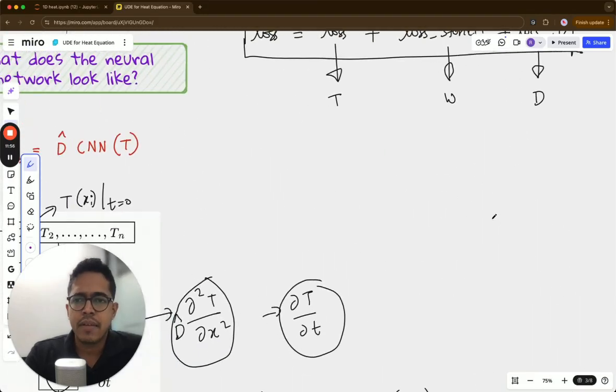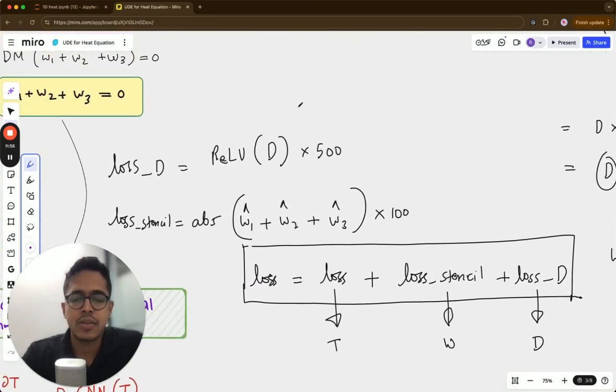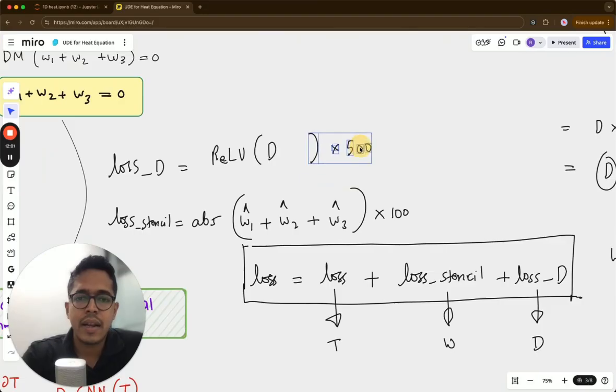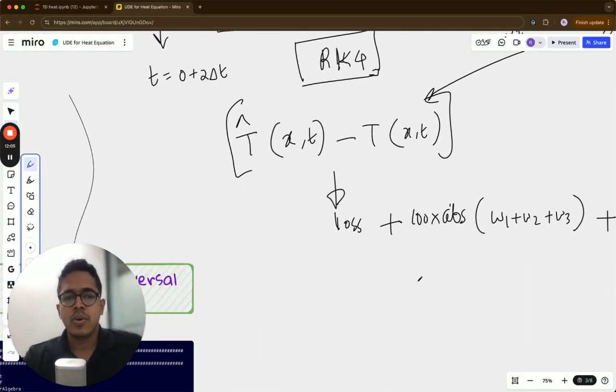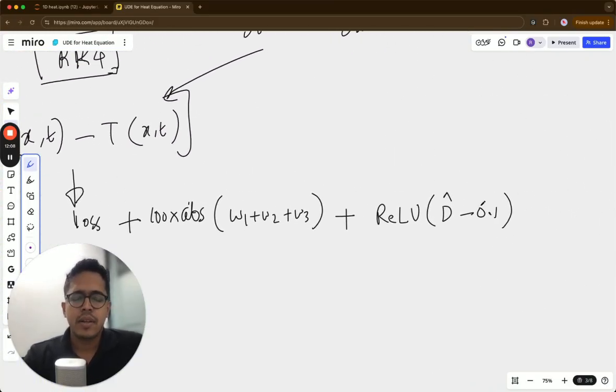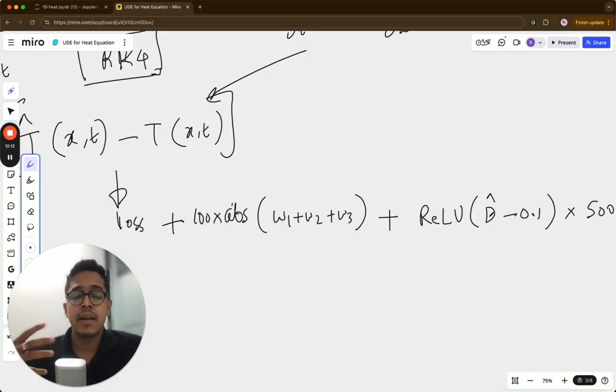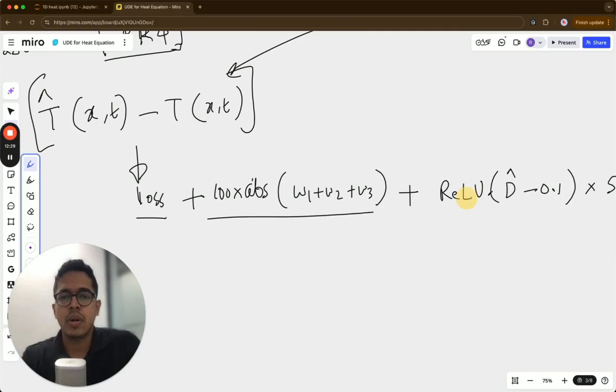Here, when I described ReLU, I don't know if I mentioned that ideally what I was using was minus 0.1, something like this. So that will also be added to the loss. And maybe I can multiply this by 100 to amplify the loss. So you are really penalizing the neural network for learning a scaling factor D, which is the learned diffusion coefficient, which is much greater than 0.1. If D is much greater than 0.1, you will penalize the neural network a lot. So these three terms are now the total loss.